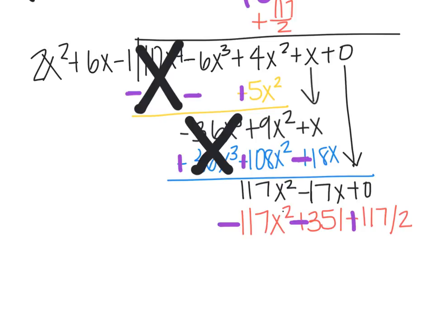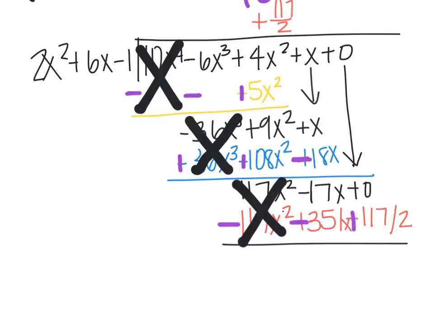And I need for my numbers to cancel out at the beginning. So I have 117x squared minus 117x squared. Those cancel. And I'm left with negative 17x, which I need to then subtract. Negative 17x minus 351. Oh, I apologize. I found a mistake. There should be an x here. So I need to subtract negative 17x minus 351x.